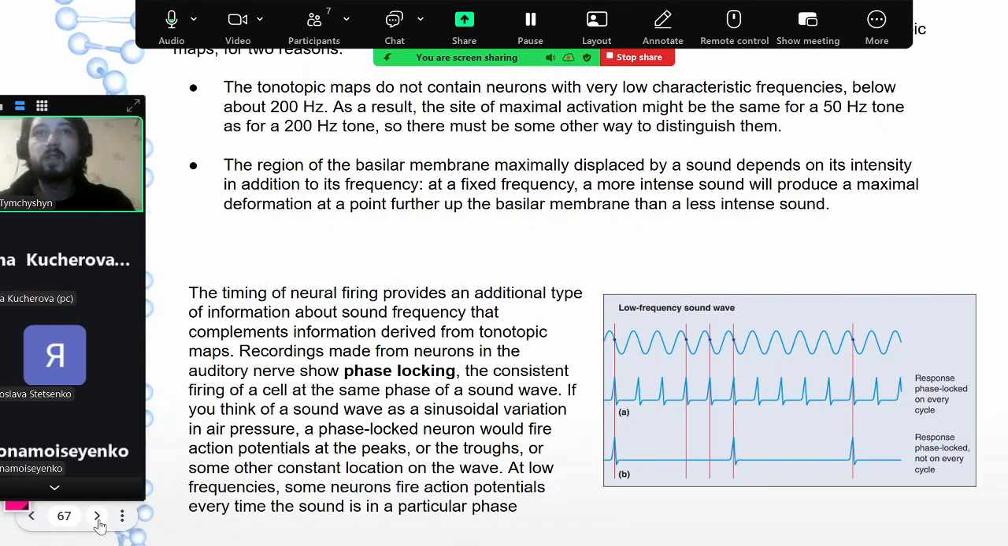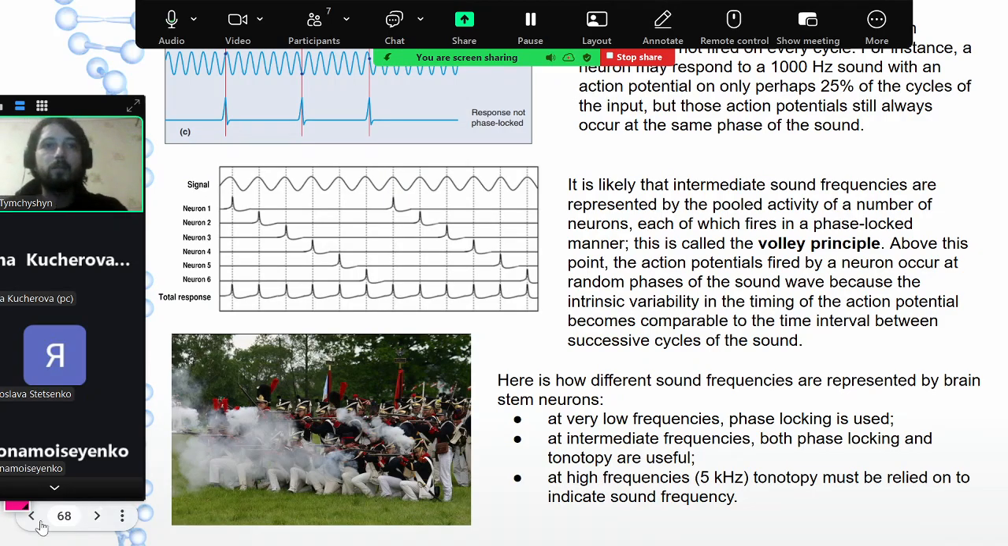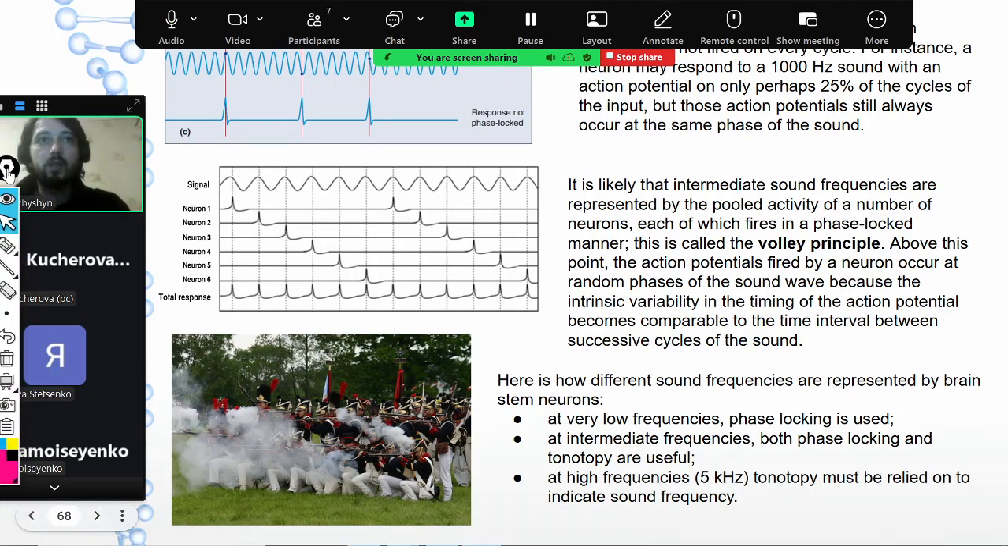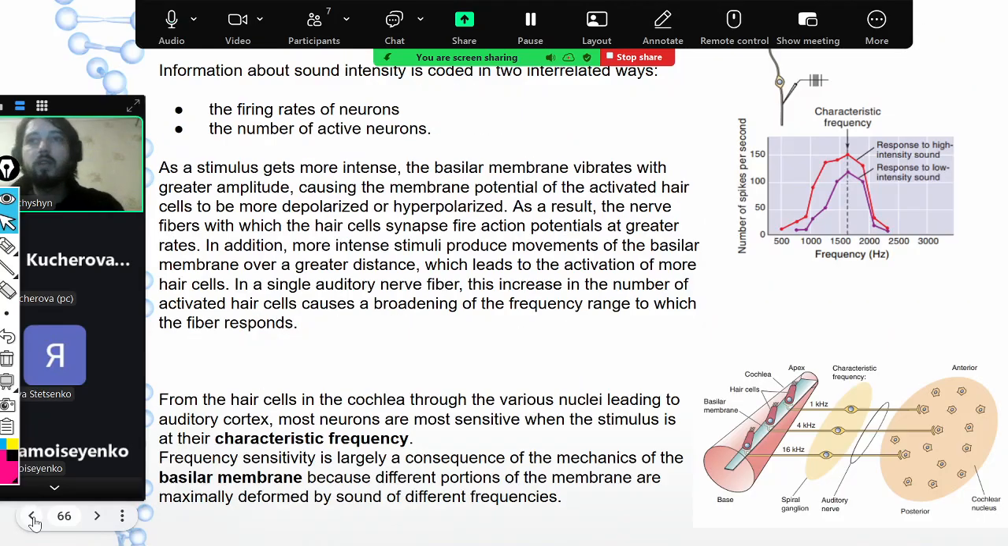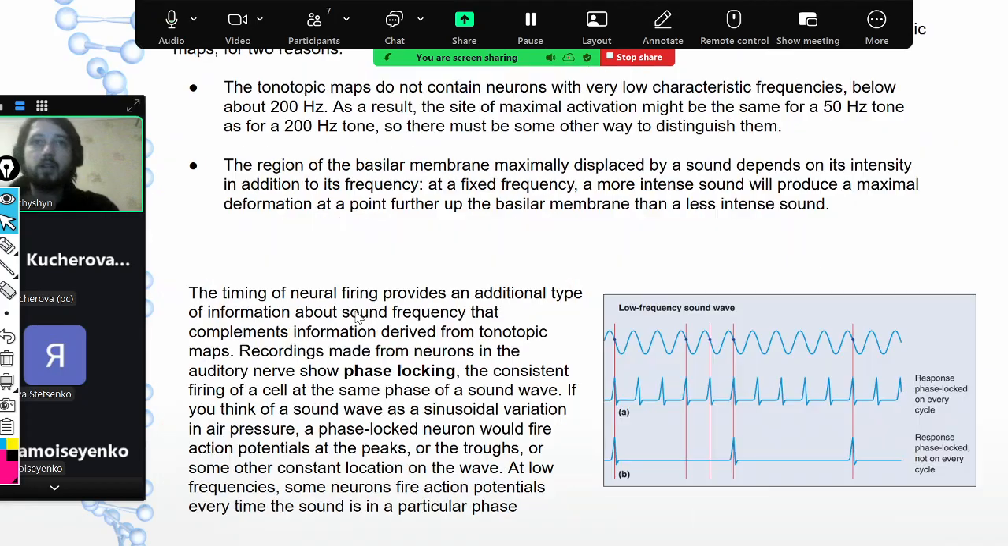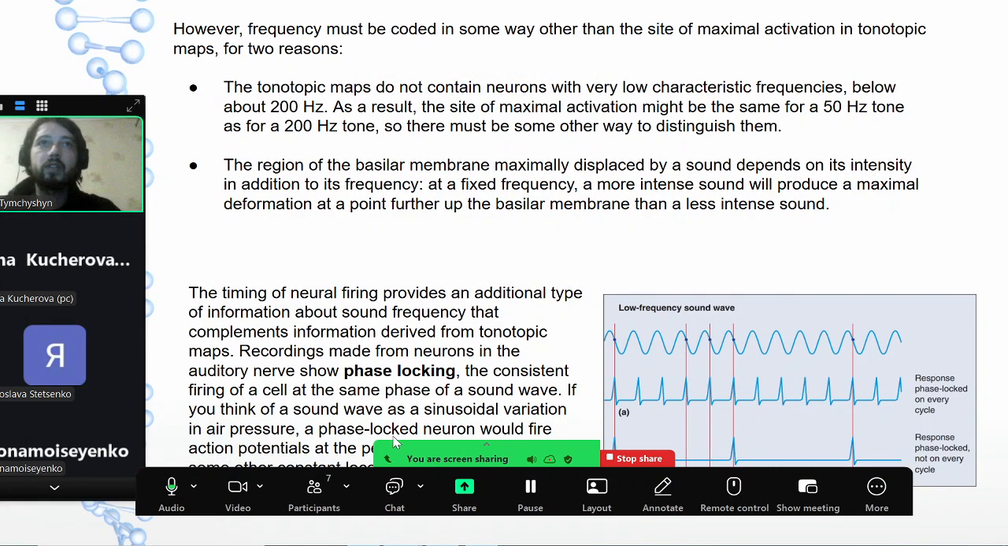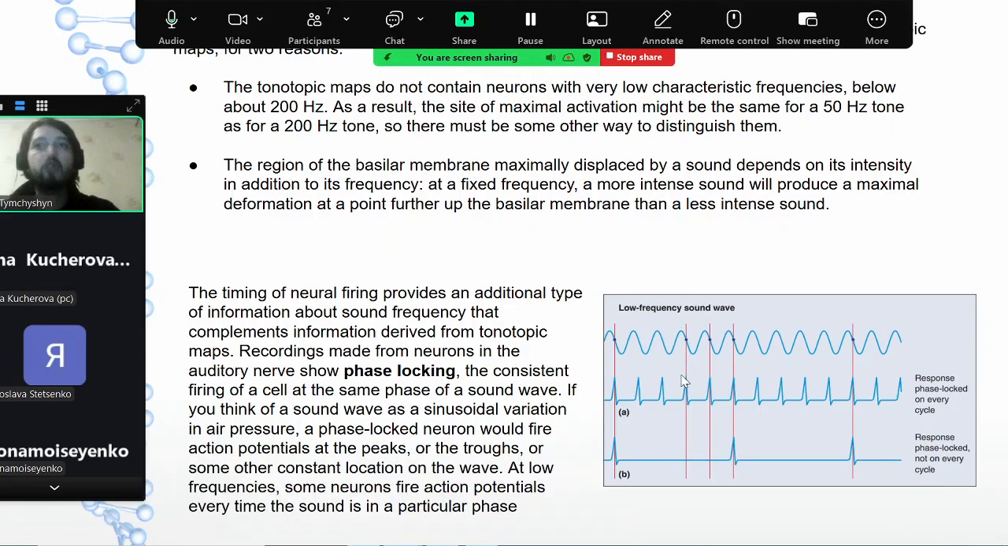Okay, I guess we are a little bit out of time, so maybe I will not get into all the rest of what we have here. These are some more slides. If you're curious, you can check them. These are slides regarding such an interesting thing like phase locking.